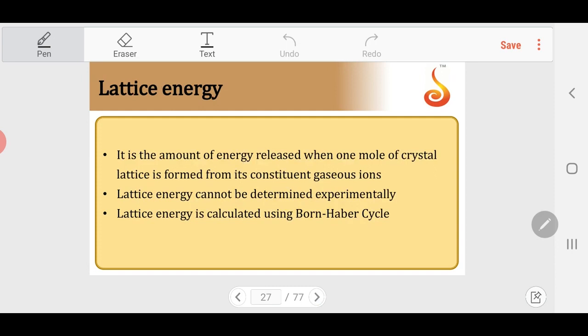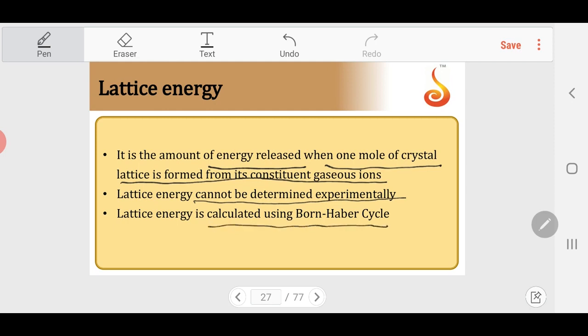Lattice energy is the amount of energy released when 1 mole of the solid crystal is formed from its constituent gaseous ions. So the ions are already in the gaseous phase, they are combining to form the solid, and that amount of energy released is called lattice energy. Lattice energy cannot be determined experimentally. So we can never determine experimentally the value of lattice energy. We theoretically calculate it using the concept of the Born-Haber cycle.